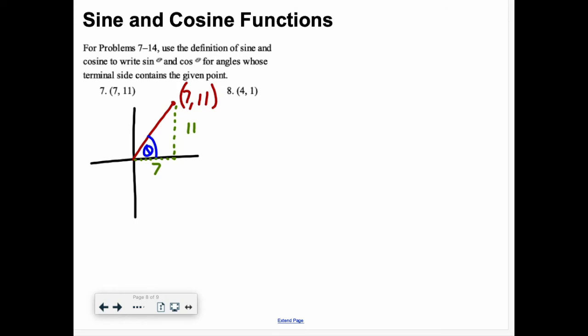And what I can do is use the Pythagorean theorem to find what r, the radius, is going to be. So r squared is going to equal 7 squared plus 11 squared. So that means r squared is going to be 49 plus 121. So that means r squared is going to be equal to, let's do this well.